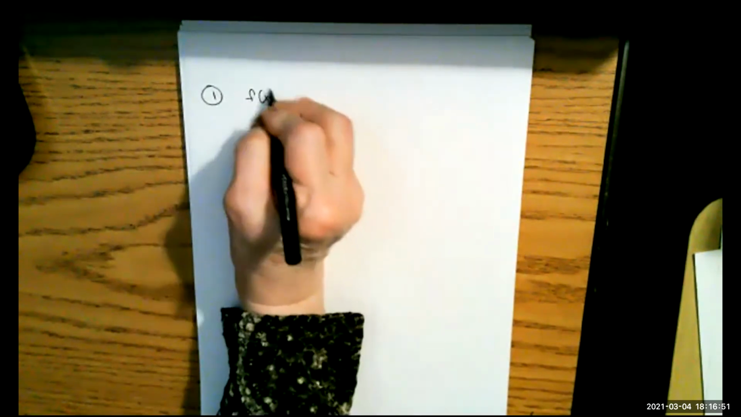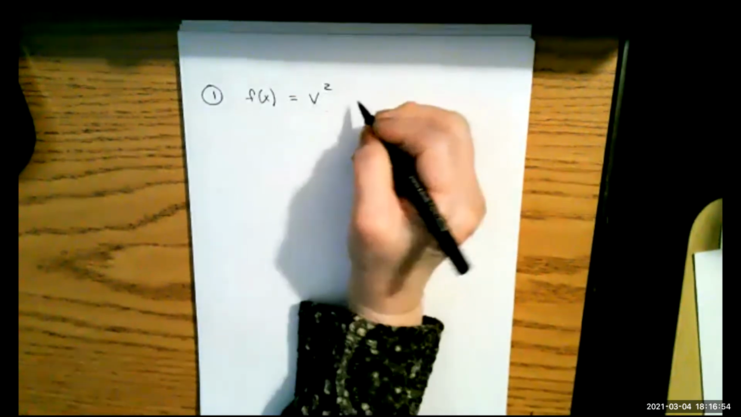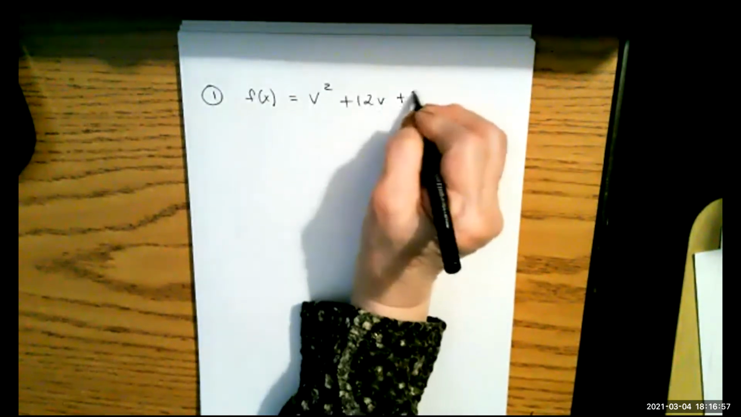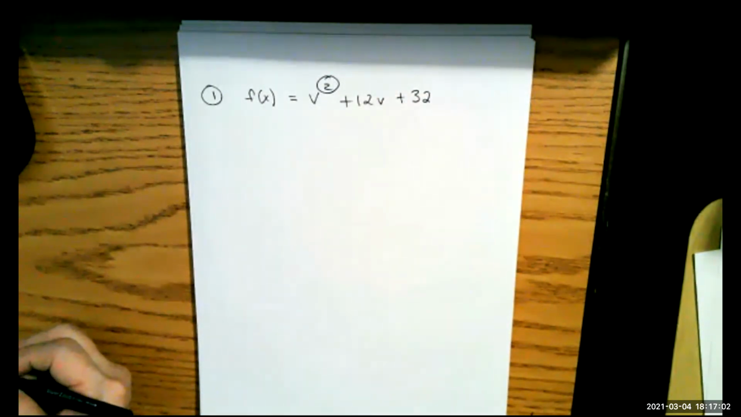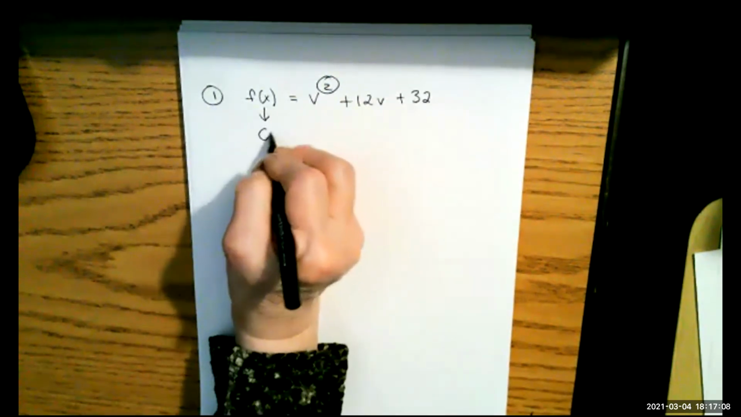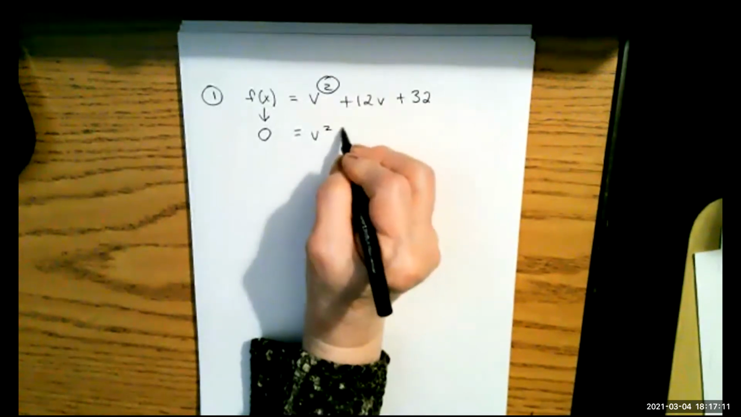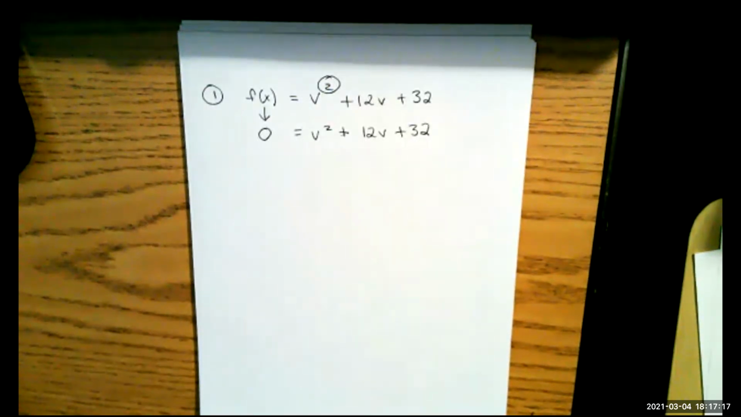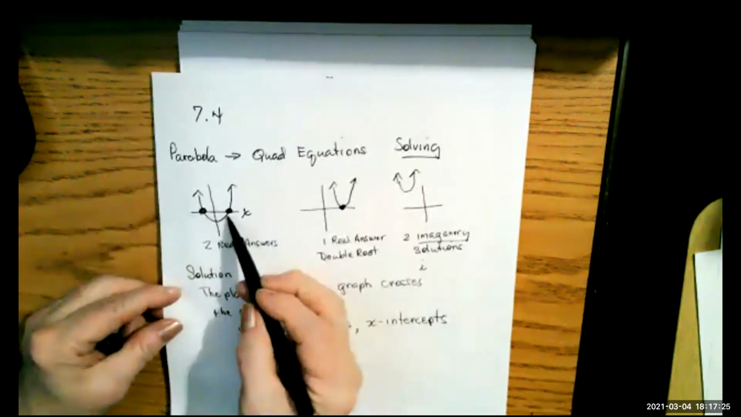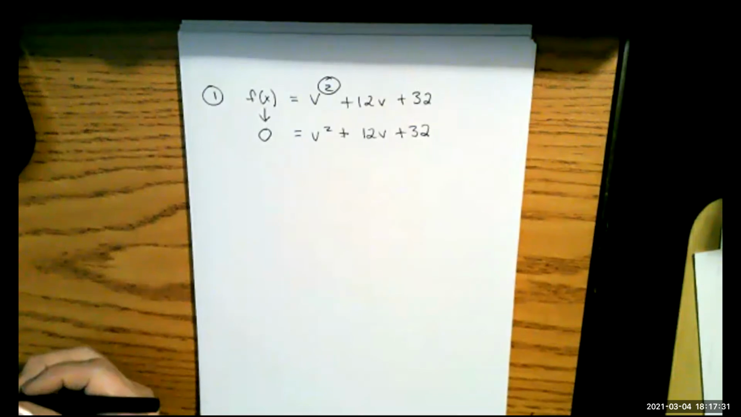We're going to start with f of x equals v squared plus 12v plus 32. I know it's quadratic because of the 2. That tells me that it's going to be a parabola, and that's a quadratic equation. Now, I need to set this f of x equal to 0, because in order to solve this, the 0 is going to be my y value as it crosses the x-axis for these. The y value is 0, so you want to replace that f of x with a 0 there to solve it.